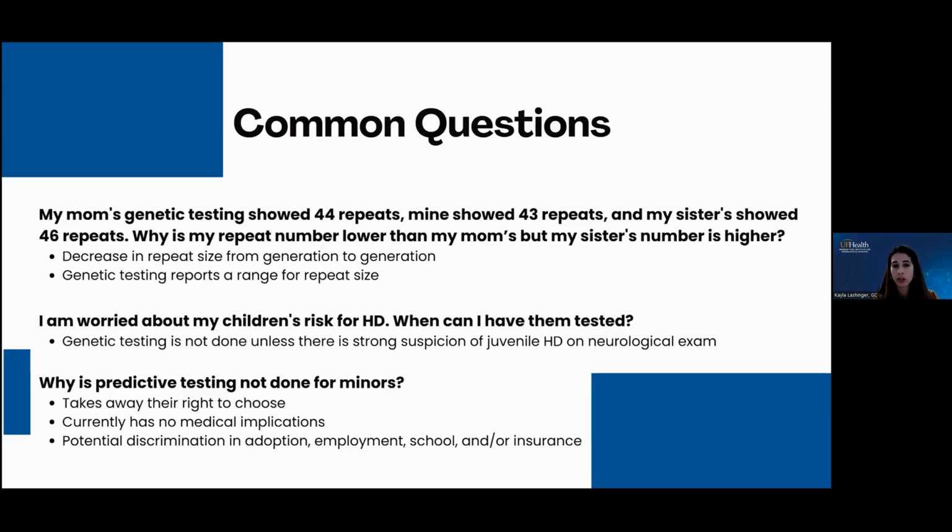And then touching on testing children for Huntington's, it's not something that we ever do or recommend unless there is a concern for juvenile Huntington's seen by a neurologist. Otherwise, we wait until someone is 18 years old to make that choice for themselves because, as I mentioned, it has no medical implications and we want them to choose for themselves. And then we want to limit any type of possible discrimination in various instances, for example, adoption, employment, school, insurance, any of those. We don't want to do that without the child having their choice in the matter.